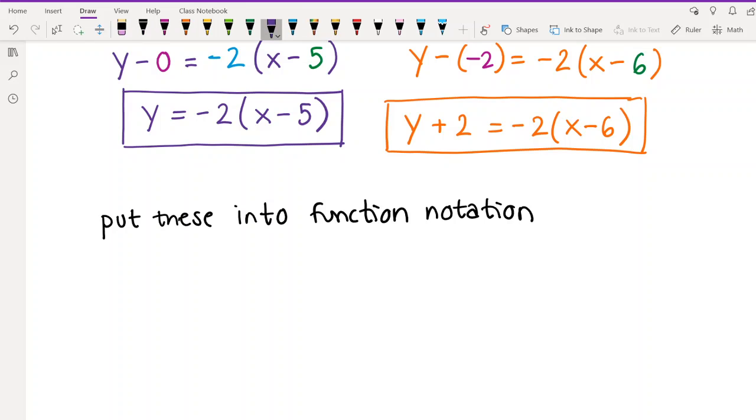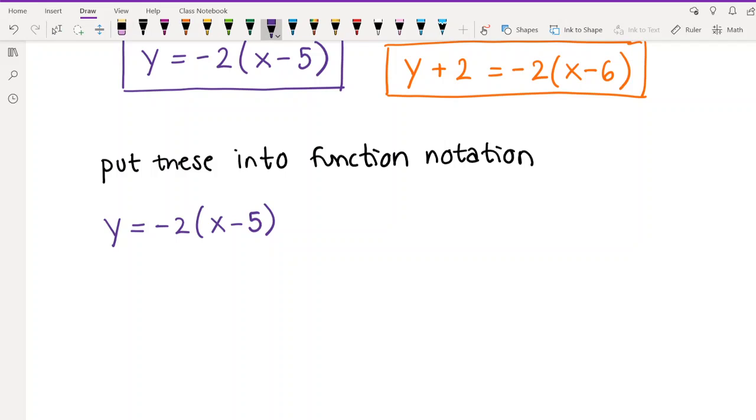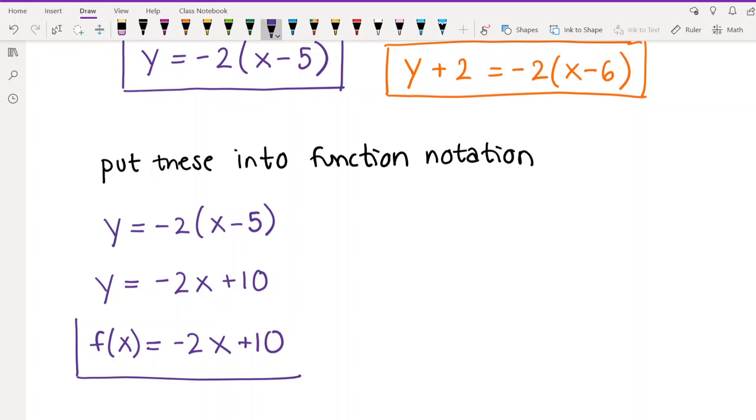Okay, so let's start with the first one. The first one was y is equal to negative 2 times x minus 5. We don't have as much work to do on this one, right? Because we had y minus 0, so that just simplified to y. But let's distribute on the right-hand side so that we're able to directly compare it to the other one. That's going to be negative 2x plus 10. And so that's going to be f of x is equal to negative 2x plus 10. So now we know that the y-intercept is 10. Okay, let's see what happens with this other one.